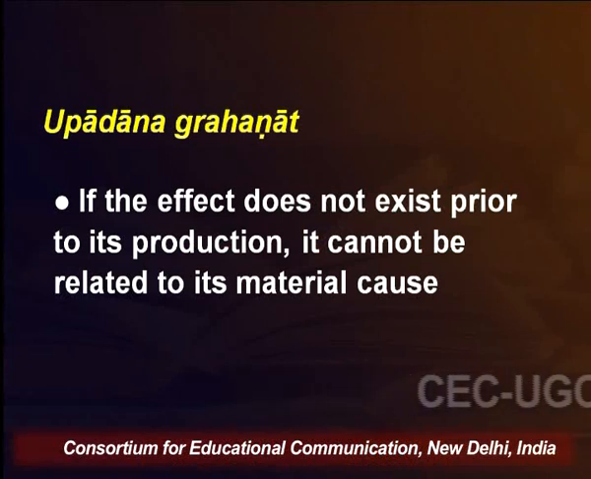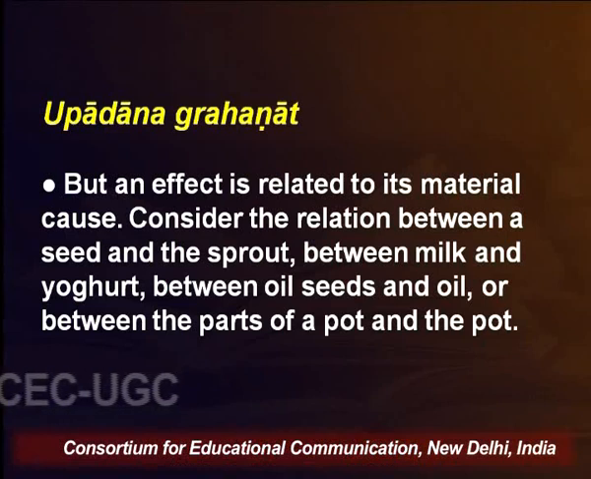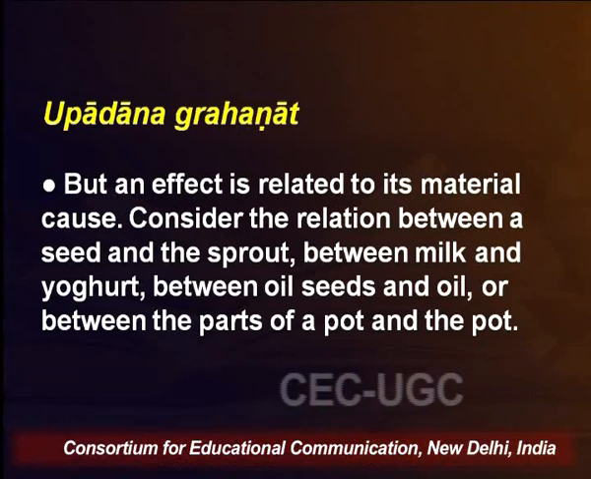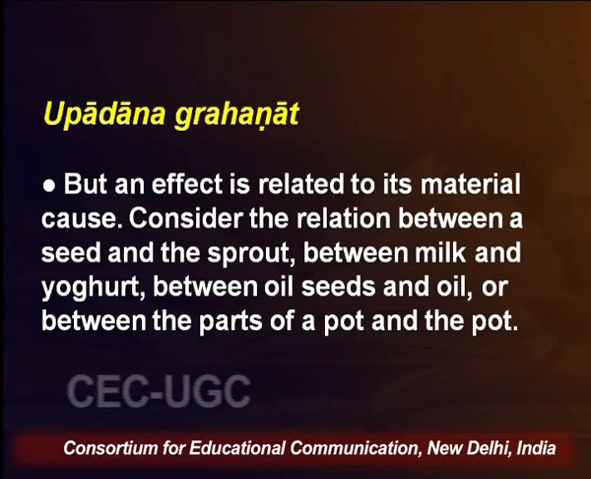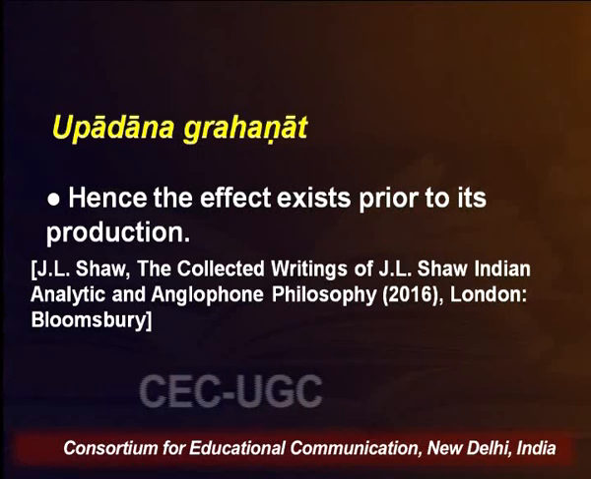Let us move on to the second argument, which is upadan grihanat, and which may be formulated as: Premise 1. If the effect does not exist prior to its production, it cannot be related to its material cause. Premise 2. But an effect is related to its material cause. Consider the relation between a seed and the sprout, between milk and yogurt, between oil seeds and oil, or between the parts of a pot and the pot. Hence, the conclusion: the effect exists prior to its production.